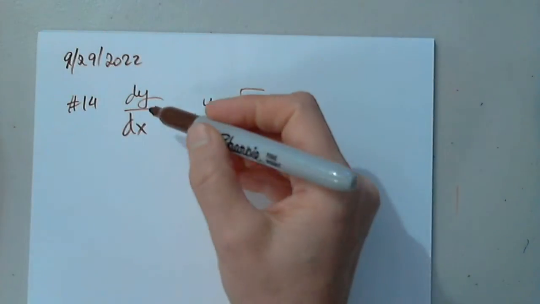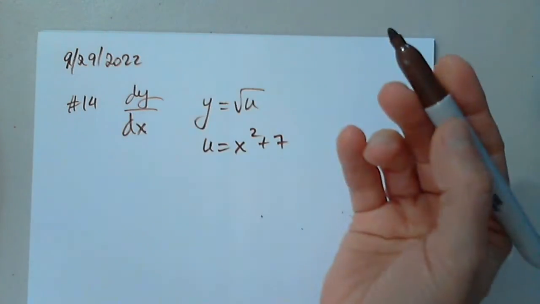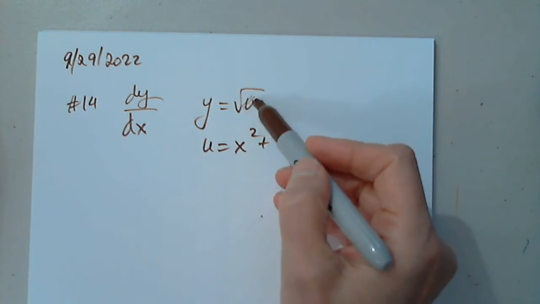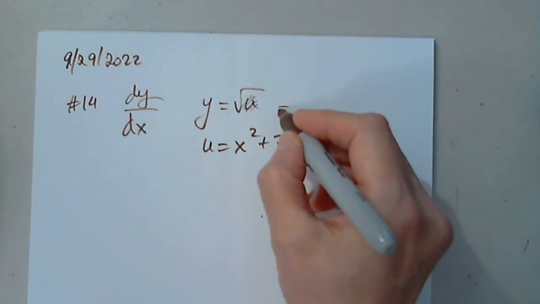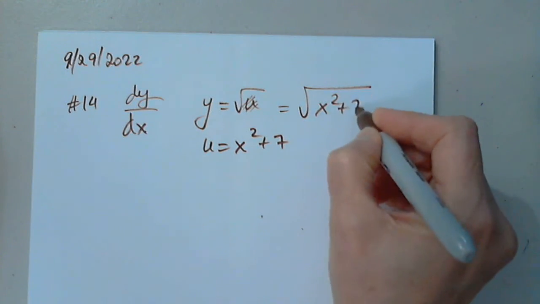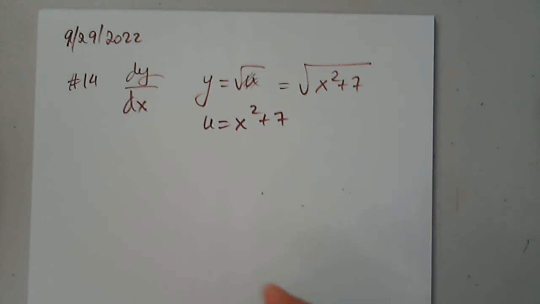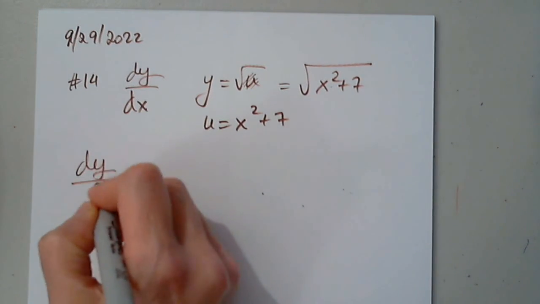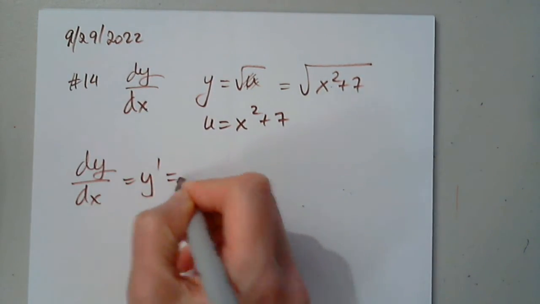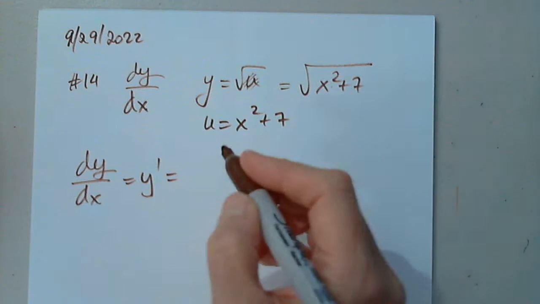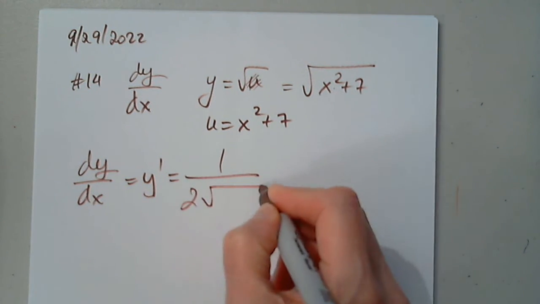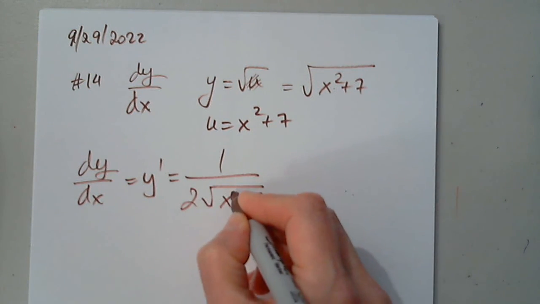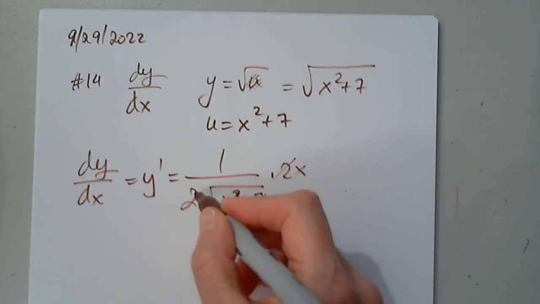One option: I'm asked to find dy over dx, and I see that u is x squared plus 7. So I'm differentiating y with respect to x. So dy over dx, or y prime, is the derivative of the square root of a function: 1 over 2 times the square root of x squared plus 7, times 2x.